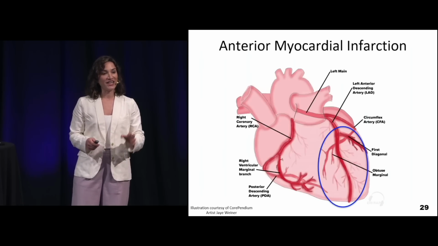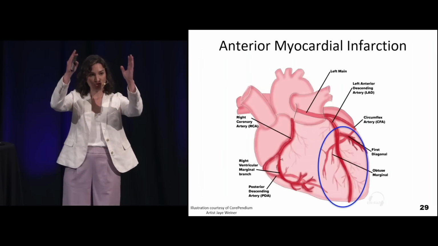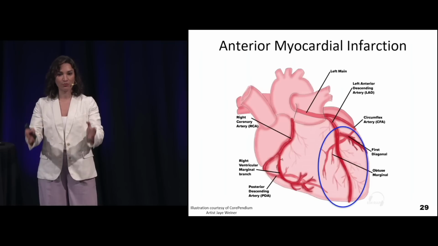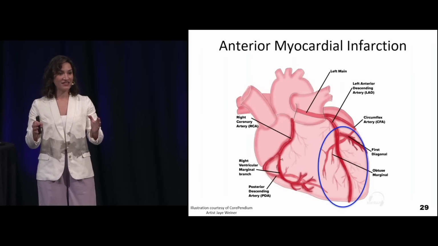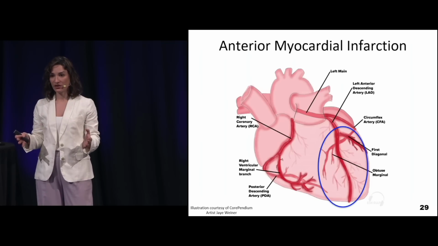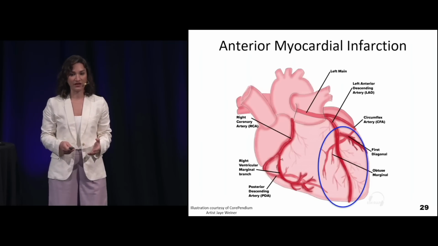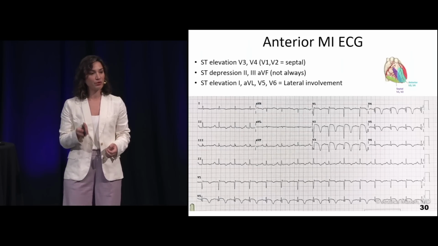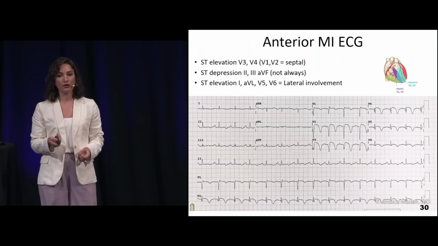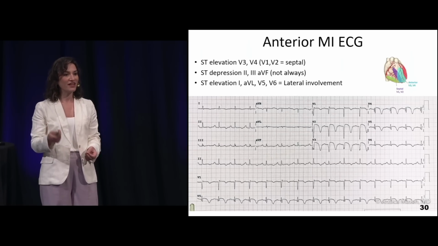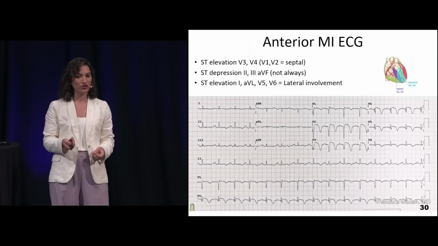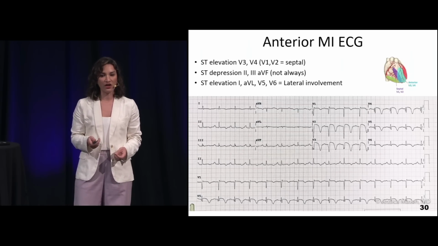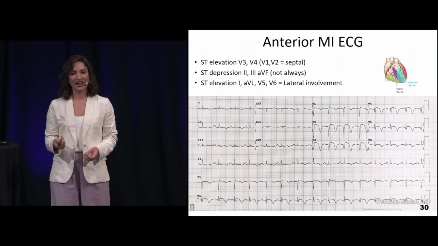Now we're going to talk about an anterior MI. Straight down the front of the heart, the anterior part of the heart, that's your LAD. Unfortunately, we call that the widowmaker. This is the left anterior descending. And this is what an anterior MI looks like. So pay particular attention here to V3, V4. A lot of times it's anterior septal, so V1, V2, V3, V4 will be involved, and you can see that ST elevation.